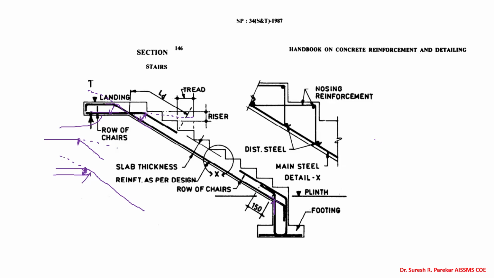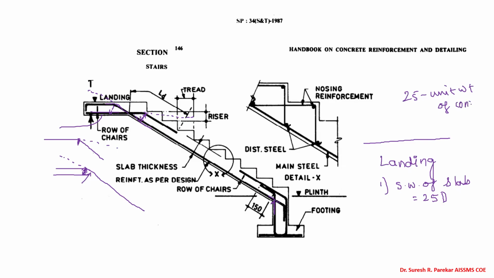dog-legged staircase. And we should know loading. On landing, we have loading that is a slab only. First, we have self weight of slab, which is 25D. What is 25? 25 is the unit weight of concrete. And what is the unit of this? Kilonewton per meter cube. Then we have second, floor finish. These are the two dead loads. And then we have third, live load.